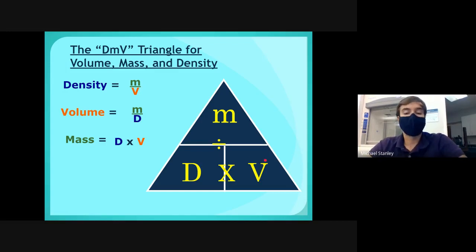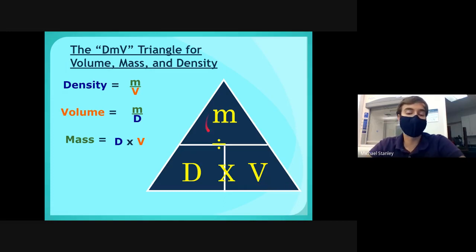Similarly, if you want to know the volume, you cover up the V and say, all right, I have M and D, mass and density. The triangle says mass goes above density, so I'm going to do M divided by D in order to find the volume.